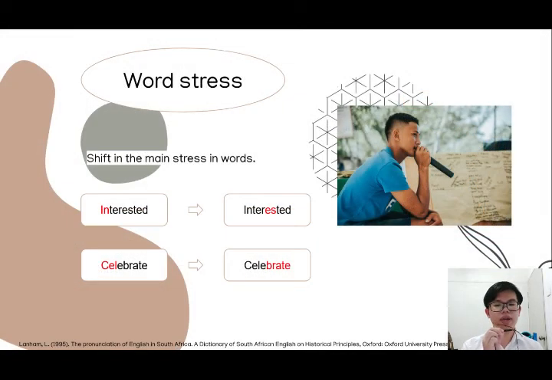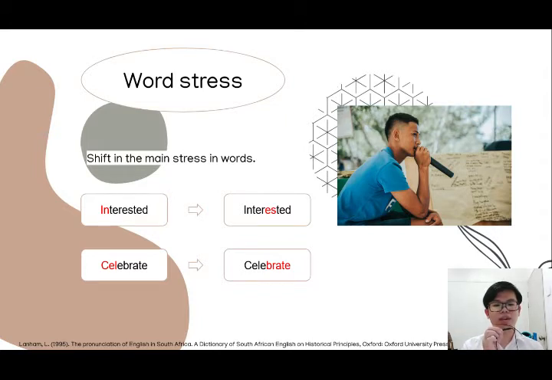Furthermore, another variation can be seen in terms of word stress. The main stress of words in South African English is different compared to that of Standard Southern British English. For example, the word interested, when pronounced using the Standard Southern British English, the initial letters I and N are stressed. However, in South African English, the pronunciation stresses the letters E and S in the middle of the word. Hence, it sounds something like interested.